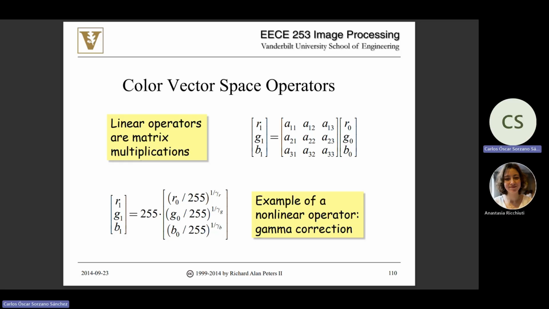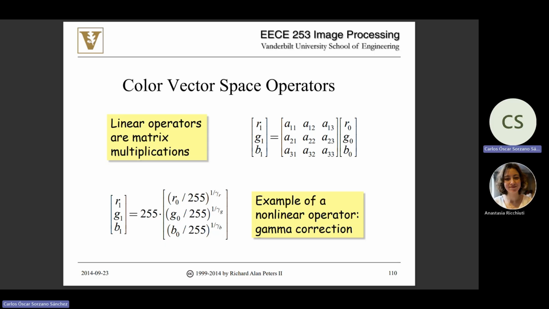Okay, so you can apply two kinds of transformations. One is linear transformations or non-linear transformation. Any linear transformation can be represented as a matrix multiplication. So you take the original color, you multiply by a matrix, you have the new one. And you might have some other non-linear transformations. For instance, we already know the gamma correction. You can apply the gamma correction, and it is a non-linear one.